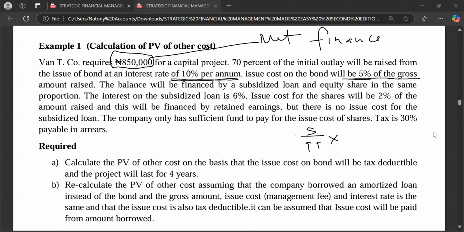The balance will be financed by a subsidized loan and equity share in the same proportion. Okay. So 70% of the initial outlay will be financed by what? Bond, while the balance will be financed by a subsidized loan and equity. The interest on the subsidized loan is 6%. So if you can see here, the company can borrow at what? 10, but the company is being given a loan at what? 6%. So there's a subsidy element of 4%.